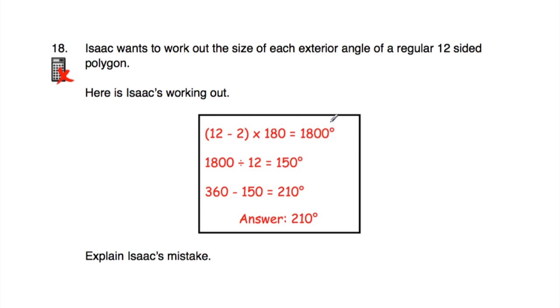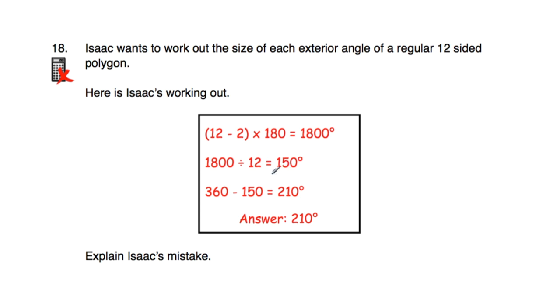So that's the sum of the interior angles. He then divides that by 12, obviously to find the size of each interior angle of that regular 12-sided polygon, and 1,800 divided by 12 is 150, which seems about right. We could use the bush shelter method if we wanted to test that, but I'm just going to leave that for the minute because I think it looks about right. So that's the size of each interior angle.